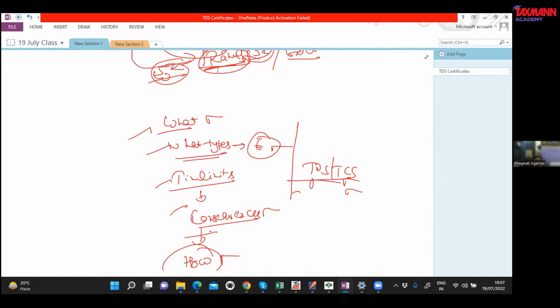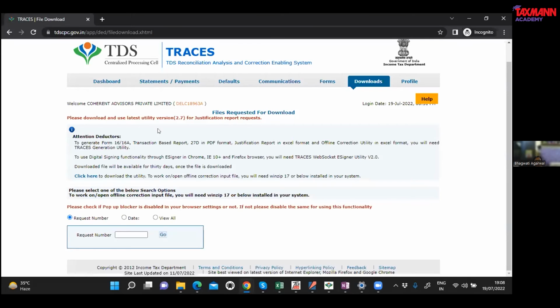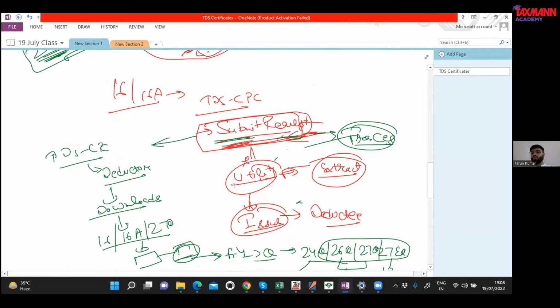Since some of the returns are to be filed quarterly and some monthly, there are different time limits to issue different TDS certificates. Based on those time limits, you need to download those TDS certificates from the Traces portal and issue them to the deductees. So now, coming to the second step, downloading that utility to extract those TDS certificates.